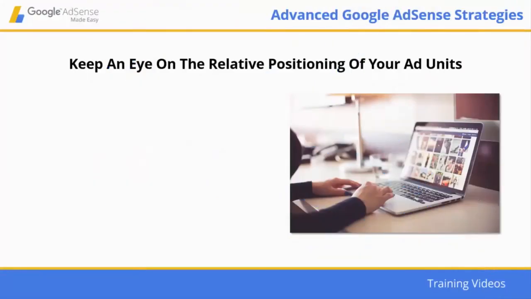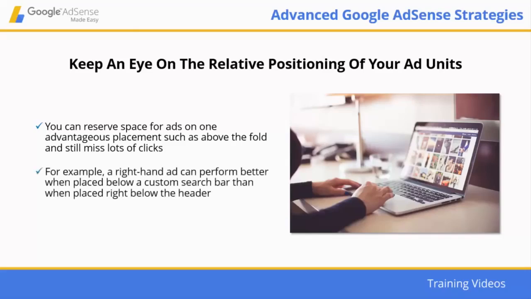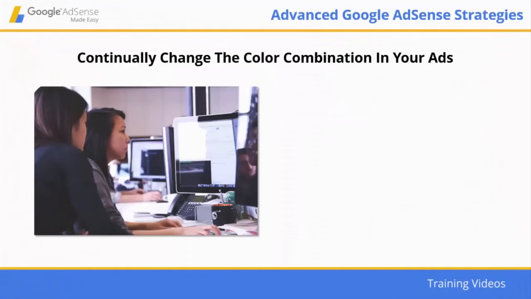Keep an eye on the relative positioning of your ad units. You can reserve space for ads on one advantageous placement such as above the fold and still miss lots of clicks. This is because certain ads perform better not because of their placement, but because of what they are next to. For example, a right-hand ad can perform better when placed below a custom search bar than when placed right below the header. It is not an advantageous placement by definition, but it visibly situates the ad right below an element that attracts clicks.